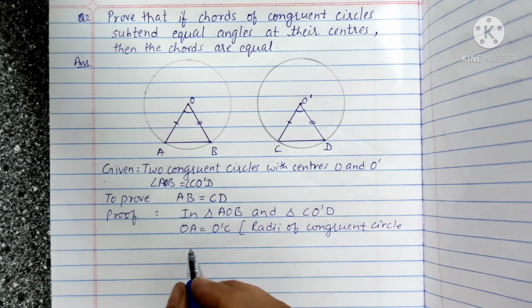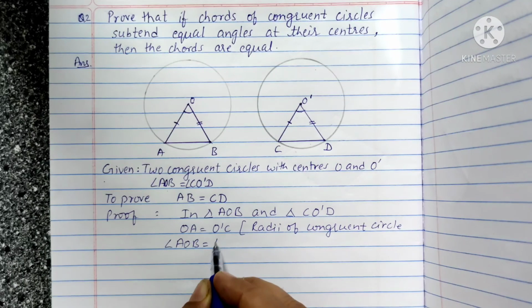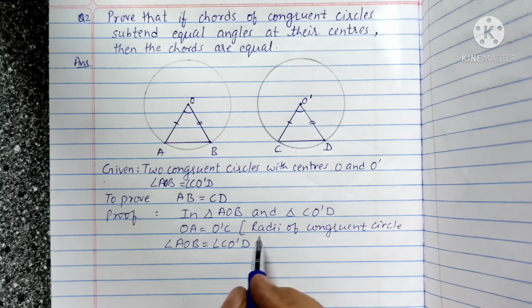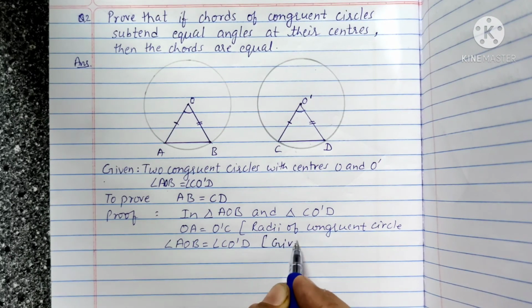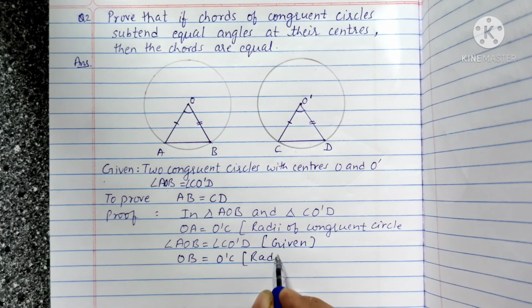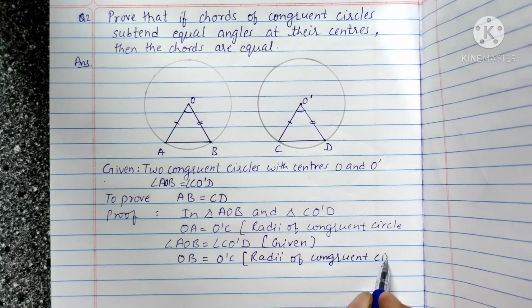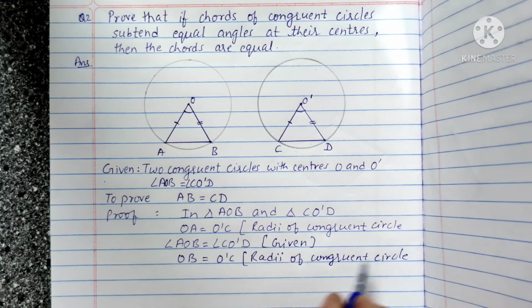And it is given that the angle AOB is equal to angle CO'D. These two angles are equal. This is given in the question. And OB is equal to O'D. Again the reason will be radii of congruent circles, as we know that the radii of congruent circles are equal.